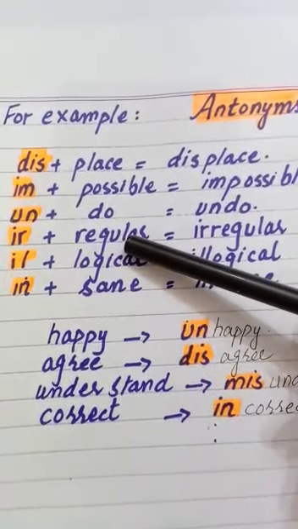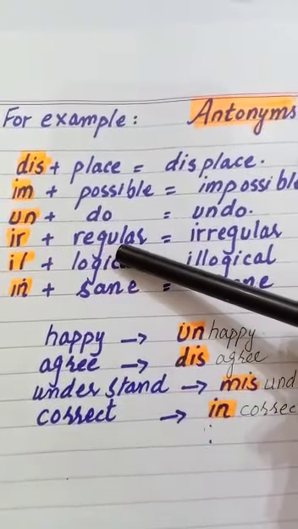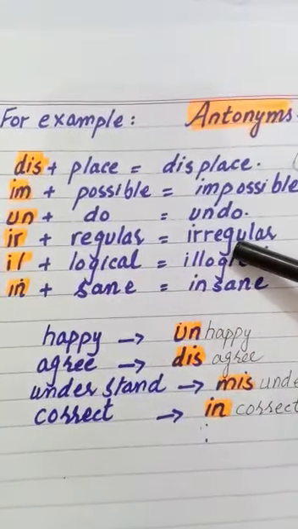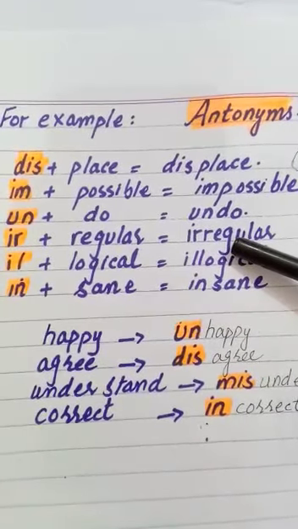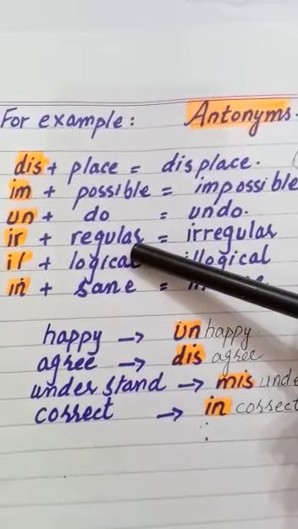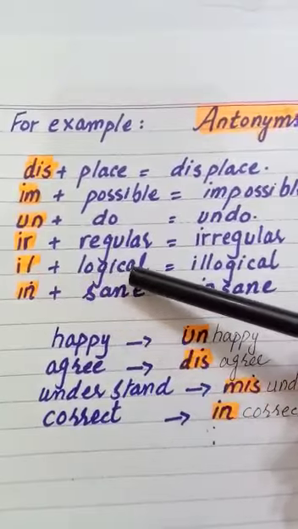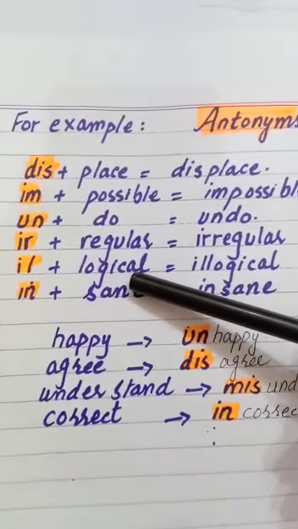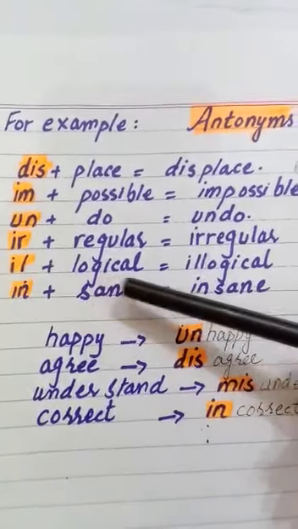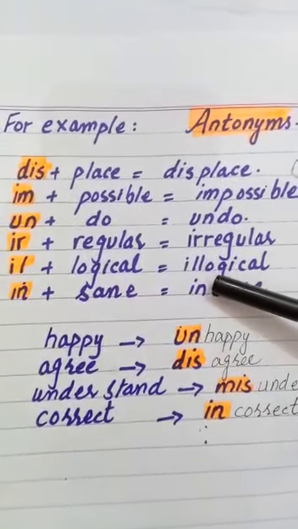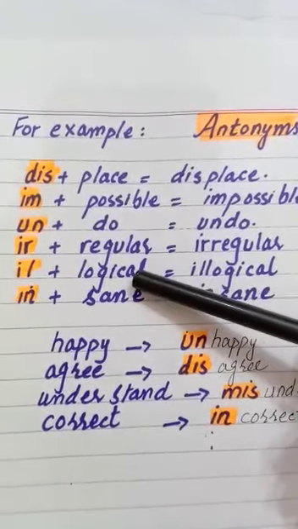Ir and regular. Ir is a prefix. Regular is a word, and when we put ir with this regular, it becomes irregular, and irregular is the opposite of regular or antonym of regular. Similarly, ill is a prefix, logical is a word, and when we put ill with this logical, it becomes illogical, a new word, different from this. This is the opposite or antonym of logical.